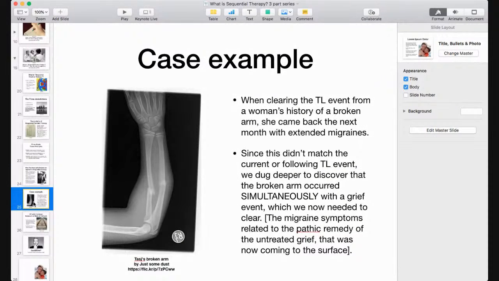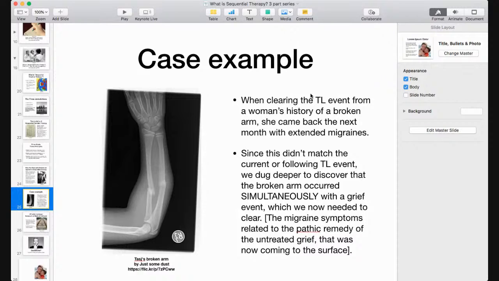A specific case example, just to make it a little more concrete. I had a case where we were clearing a timeline event in a woman's history where she had a broken arm. That was quite straightforward. We just gave her the broken arm remedies, the specific timeline remedies that relate to that. But then she came back the next month with something very unexpected, which was that she was having an extended pattern of migraines after we cleared that broken arm.